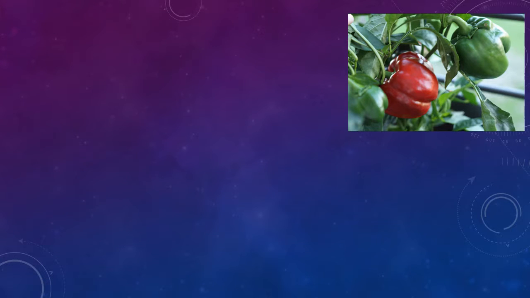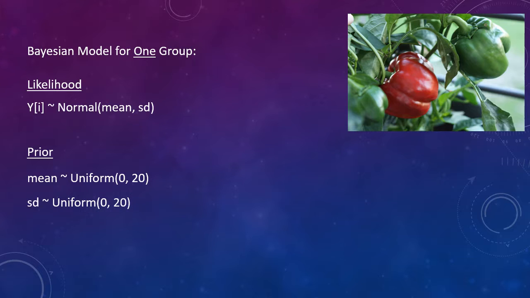Recall that a Bayesian model has two pieces: the likelihood. This is the hypothetical probability distribution of the measurement values you would observe if a given model is correct, so to speak. And the prior. This is the plausibility of each possible model before you observe any data. When we were estimating the mean of a single group, we used a normal distribution for the likelihood and a vague uniform distribution as the prior for the mean and the standard deviation of that normal distribution.